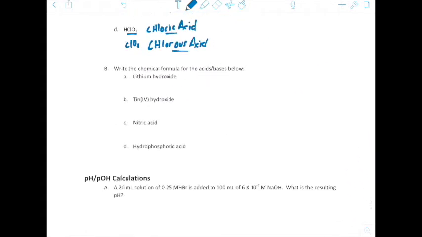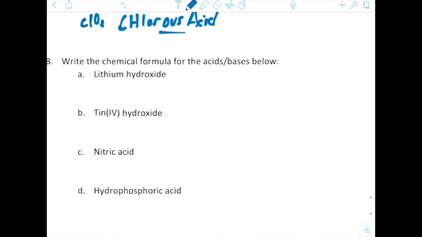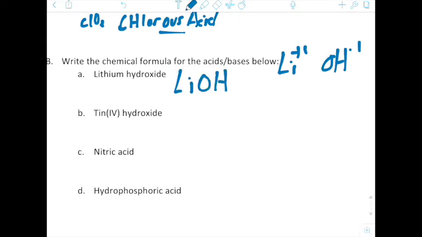So here it says write the chemical formula for the acid and the base below. So we have lithium hydroxide. So we have lithium +1 charge, hydroxide -1 charge, you crisscross and you get LiOH. So you just bring that one down, and we don't put ones.